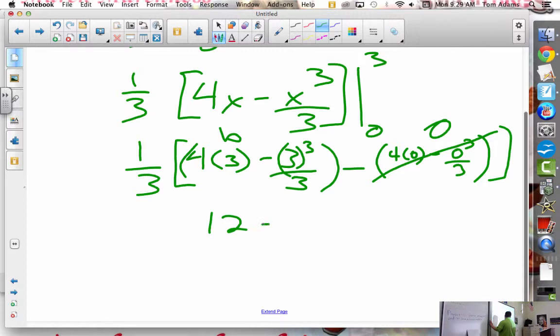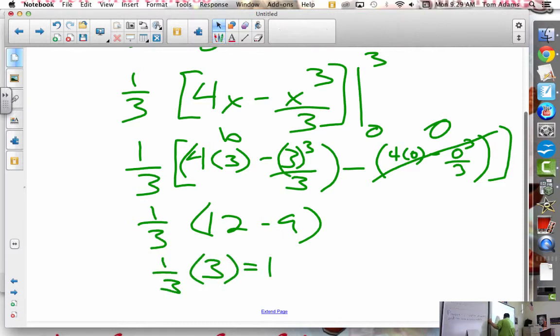So I've got 12 minus, what's 3 cubed? 27. Then we divide by 3, which is 9. So I've got 12 minus 9. Hey, what does that equal? 3 times 1/3 equals 1. And that's what we wanted. That's what we got. Does that make sense?